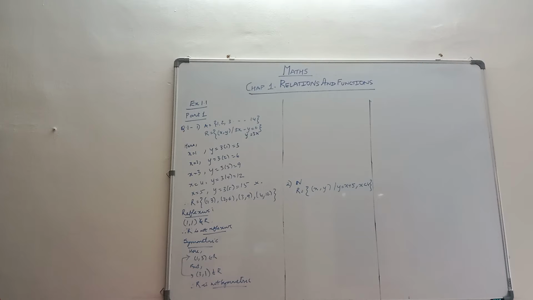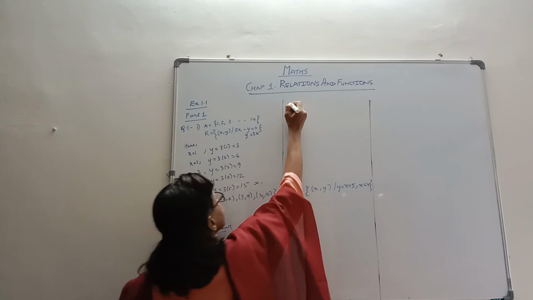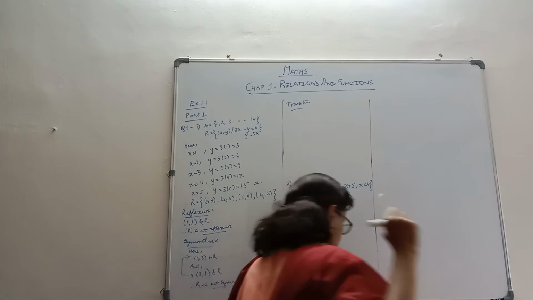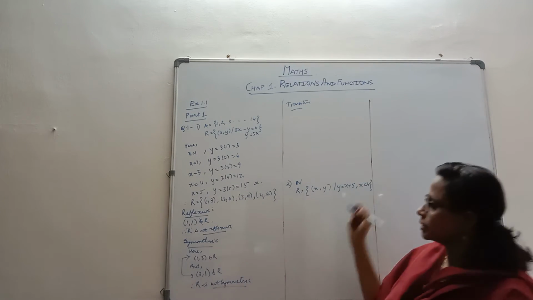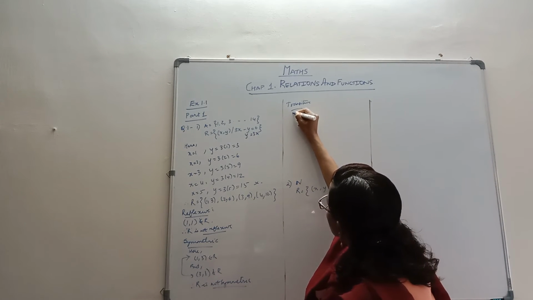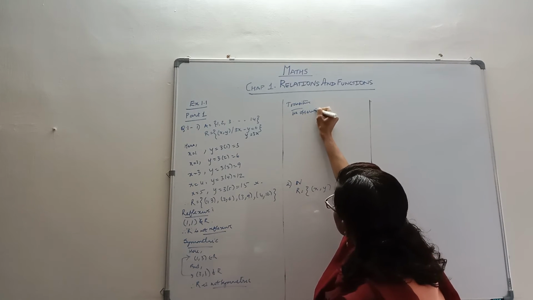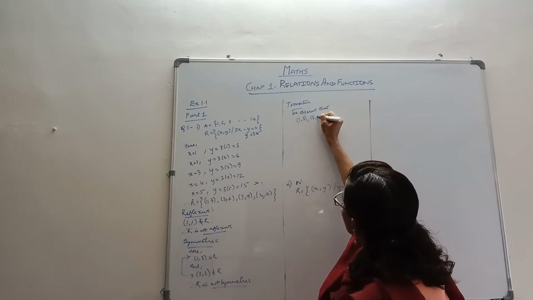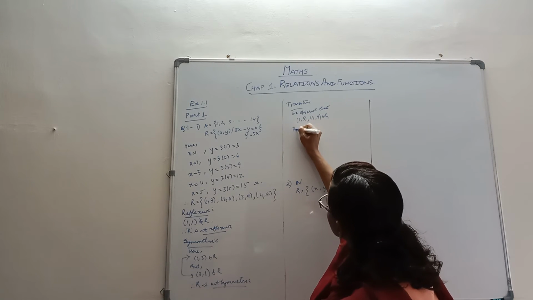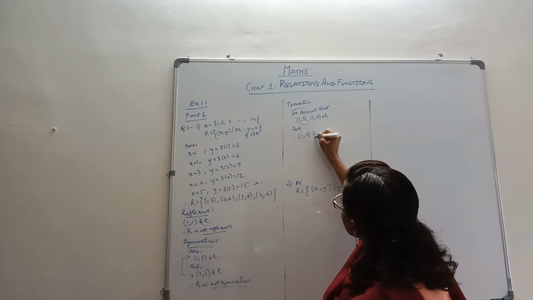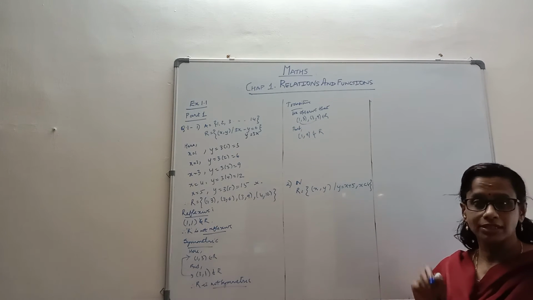Okay, then transitive. I had told you the condition. For this we have (1,3) and (3,9). Those are the only two elements with commonness. So we observe that (1,3) and (3,9) belong to R, but (1,9), that's how we take it, (1,9) doesn't belong to R, right? And that is the condition for transitivity.